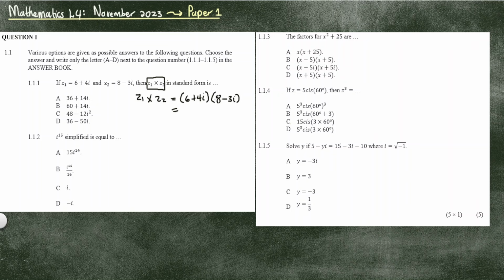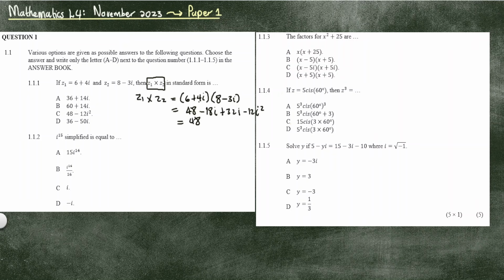So 6 times 8, I think it's 48. 6 times negative 3i, that's negative 18i. Then 4i times 8, 32, so that's positive 32i. And then the plus 4i multiplying the negative 3i, that's going to be a minus 12i squared. Okay, so here it's going to be 48 negative 18 plus 32.